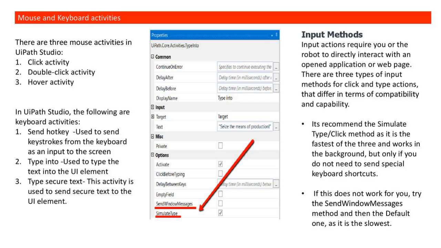Similarly, if you want to type into something, you can use the activity called Type Into. And if you want to type the password, you need to use Type Secure Text. This is for sending the input. Similarly, there are the Click activity, Double Click activity, and Hover activity. Click is when you want to click on a button, and Double Click is when you want to click on some button or field two times. So that's the basic thing that I wanted to explain before we jump into the web automations, right?